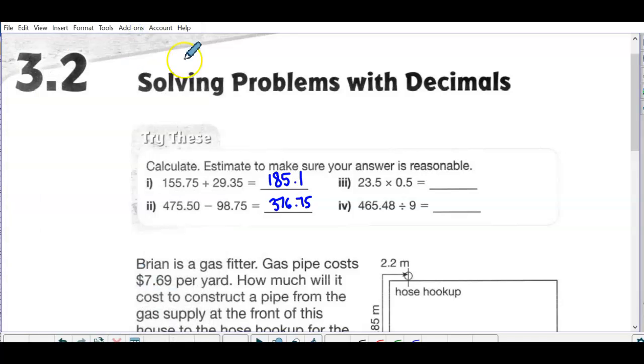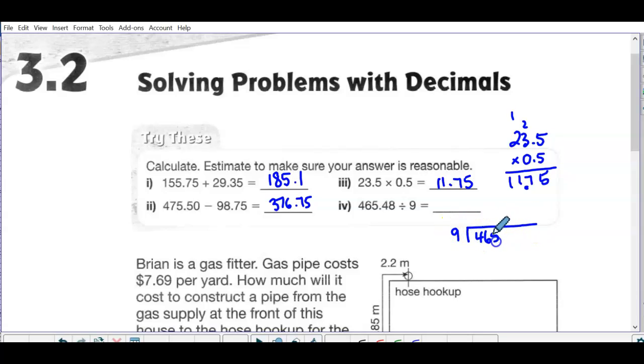I'll do this without a calculator. So 23.5 times 0.5. So that's going to be 25, 15 plus 2 is 17, 10 plus 1 is 11, and nothing else, 2 decimal places, so 2 decimal places. So 11.75, or you can think of taking half of 23.5. Next one, dividing by 9.